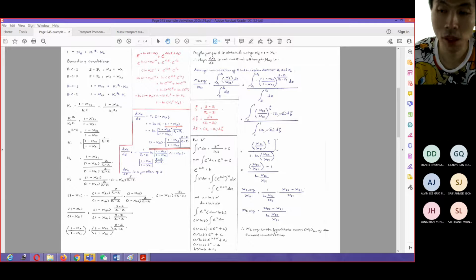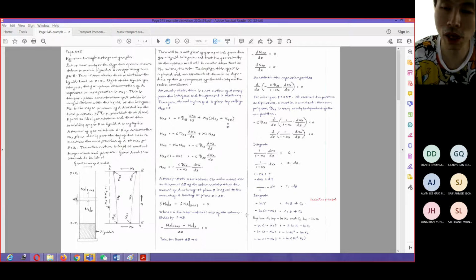Why is it a logarithmic mean? Because you divide XB2 minus XB1 by the logarithm of XB2 over XB1. So the reason why in mass transfer we come up with a lot of logarithmic natural terms is because of this, because we start from this particular combined molar flux term in here.